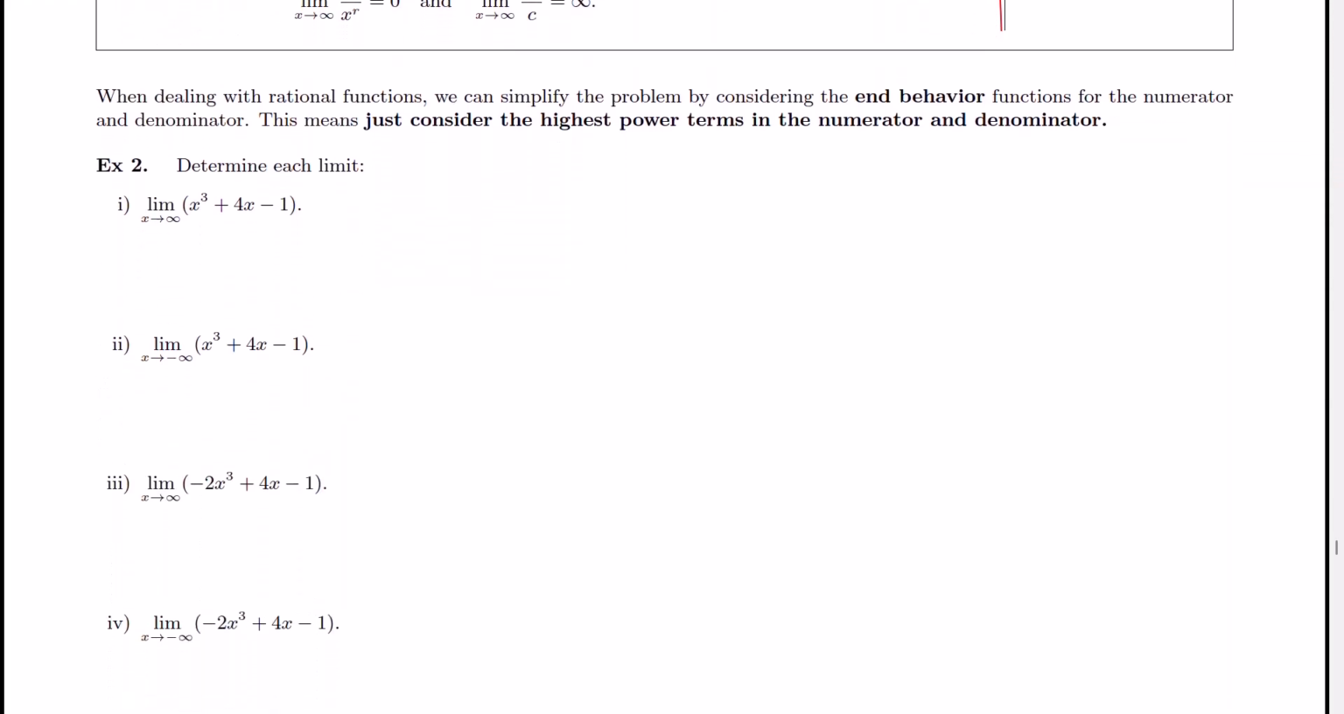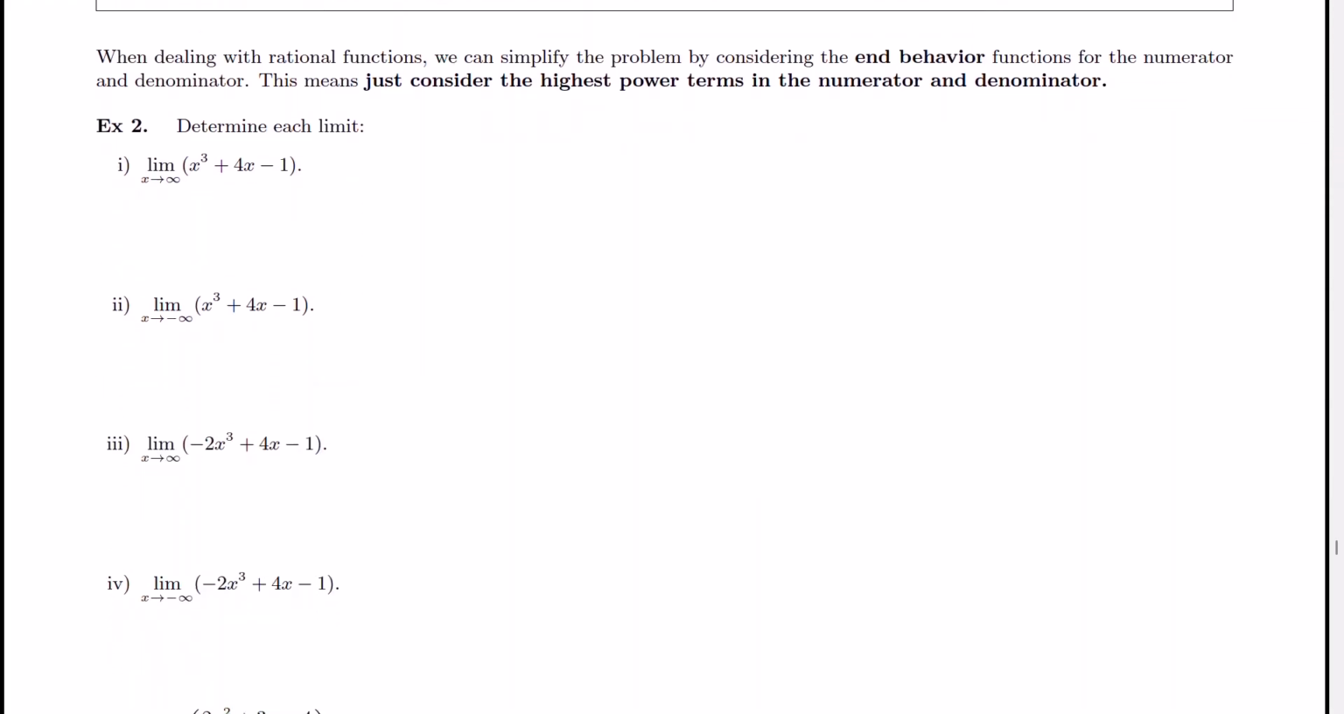So let's take a look at example number 2, where we have a bunch of limits to evaluate, and this is going to help us talk about what's called the end behavior of the function. For the first limit, we're told to find each limit, and the limit here has x going to infinity with x cubed plus 4x minus 1.